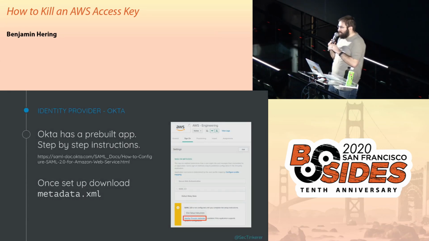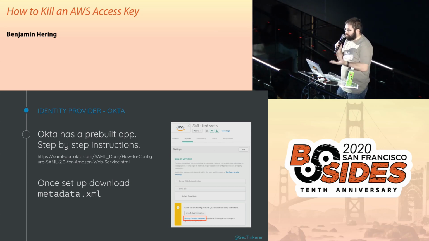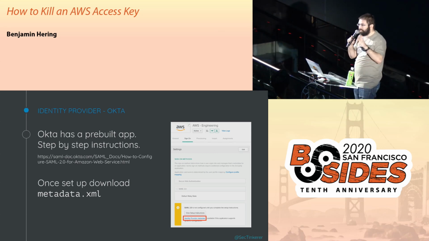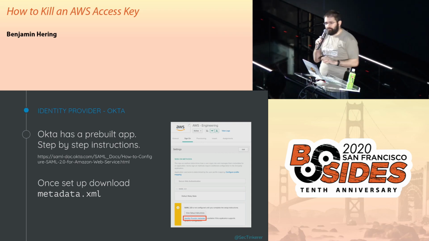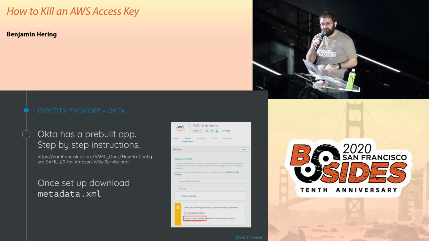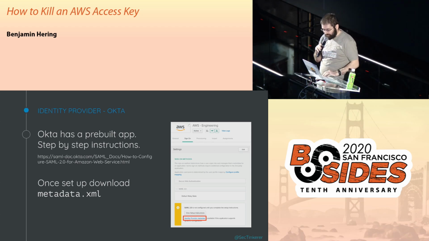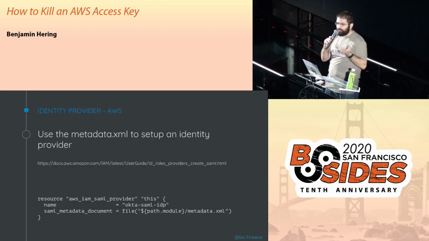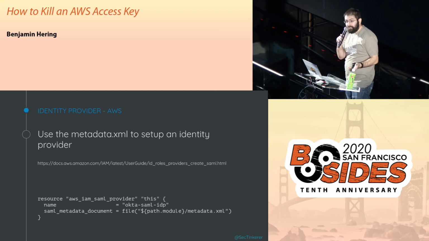So the first step is setting up the actual identity provider. And again, I'm saying that we use Okta, and I'm going to be a little bit hand-wavy because Okta actually has pretty amazing step-by-step documentation. But on a high level, once you've set up the app, you've got to download that metadata.xml that I showed you before, which has the public certificate and some of those odds and ends. And then literally 4 lines of Terraform sets up that identity provider in AWS.